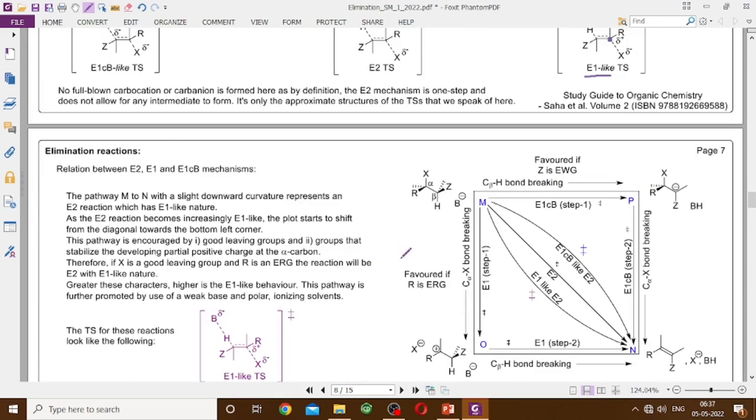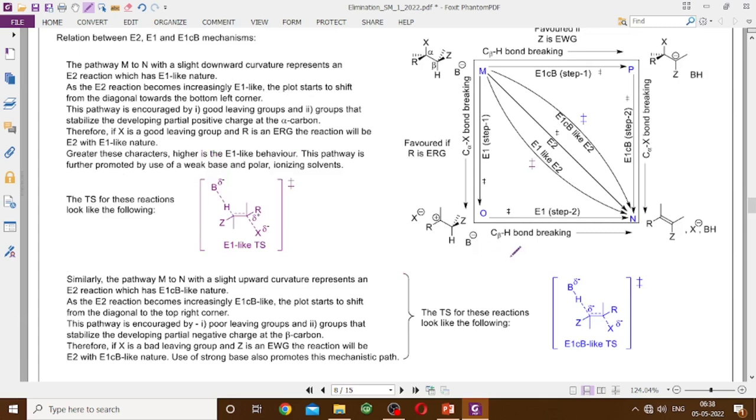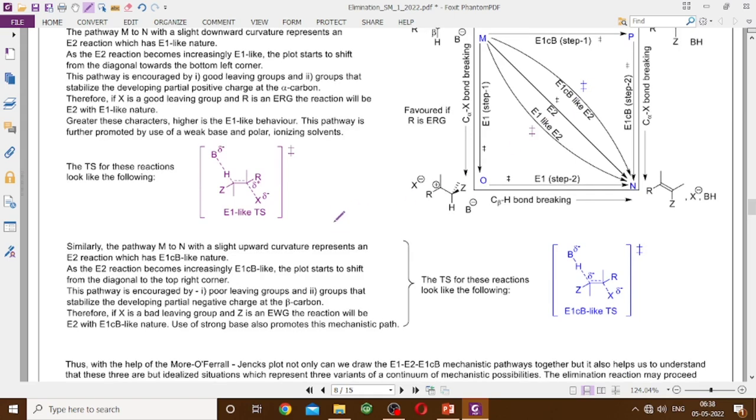So there are E2 reactions which have an E1-like transition state, there are E2 reactions which are E1CB-like transition state. If you look at the two extreme forms, where a carbanion or a carbocation is truly involved, then you can call them E1CB or E1, but E2 reactions in themselves can have residual buildup of partial negative or partial positive charges on the beta and the alpha carbon, and consequently you will call them E1CB-like E2 and E1-like E2. So when will that happen?